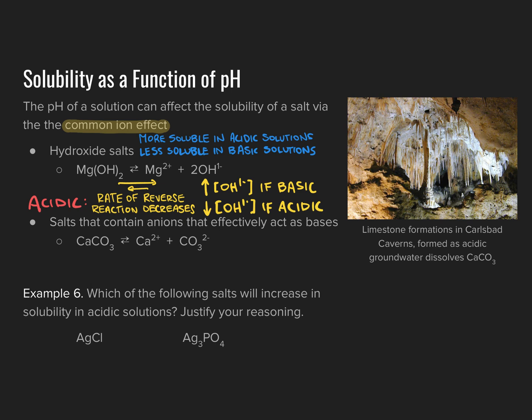So we see here that hydroxide salts clearly are going to be dependent upon the pH for their solubilities. Now, another salt that might be a little bit less straightforward to understand here is maybe a carbonate salt, or another salt that contains an anion that effectively can act as a base. So have a look here at calcium carbonate, CaCO3. Calcium carbonate, upon dissociation, separates apart into calcium ions, Ca2+, and the carbonate ion, CO3 2-.